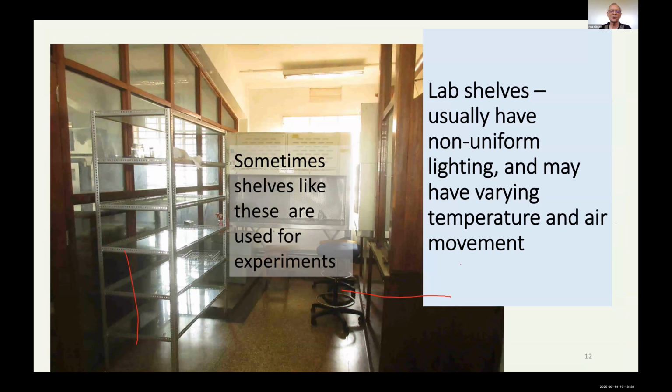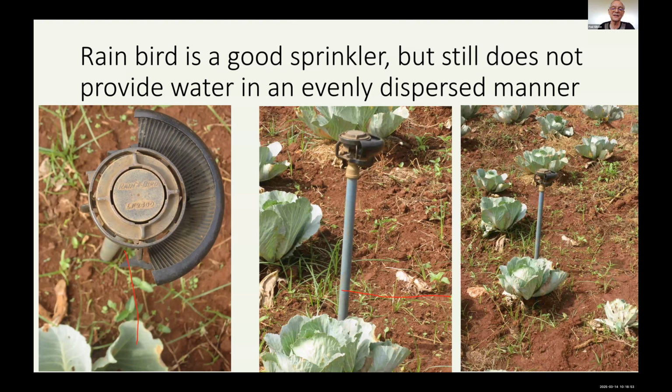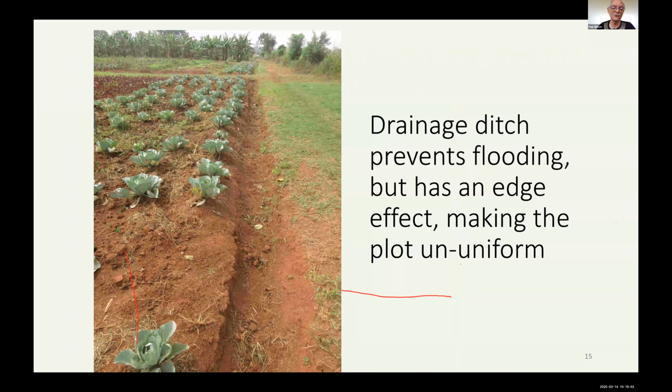Research fields, too, can be very non-uniform, even if it's not as obvious as the termite mounds, but other causes as well. Sprinklers, even the best ones, don't provide water in an evenly dispersed manner. Drainage ditches are important to prevent flooding, but they have an edge effect, making plots non-uniform.